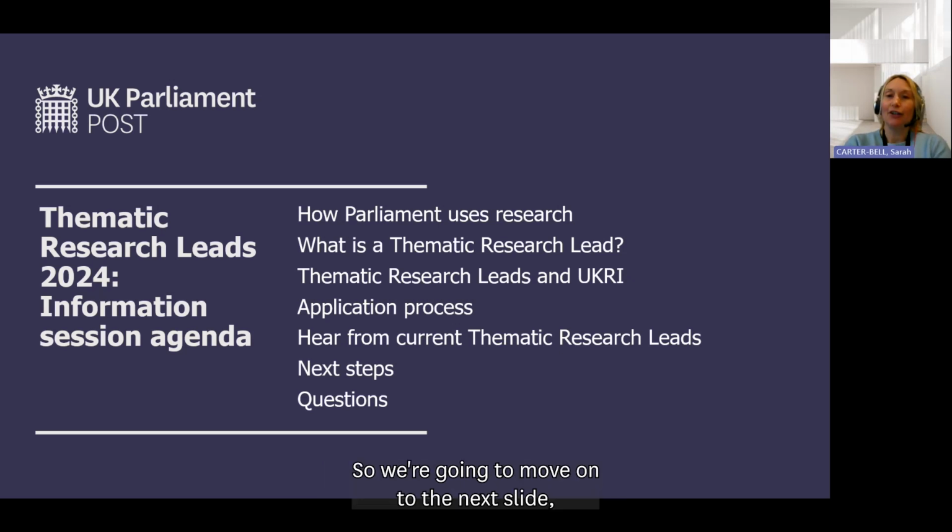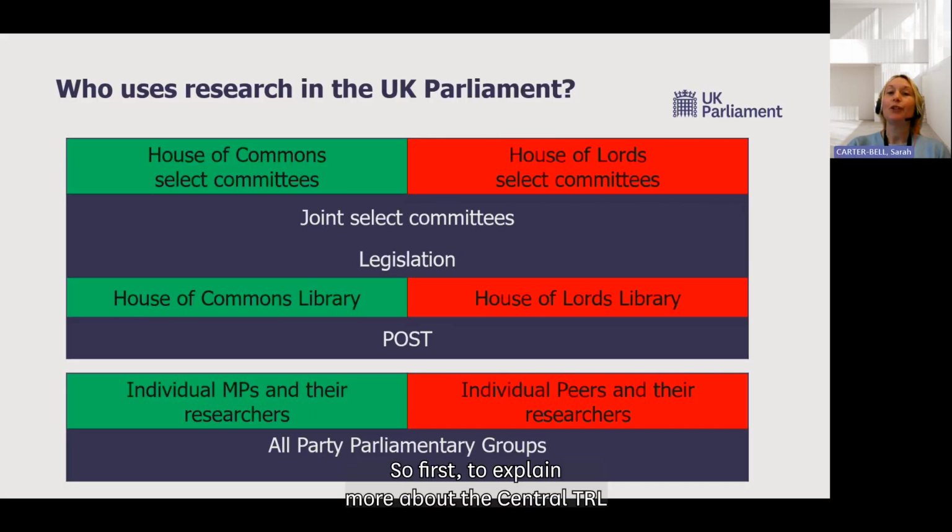So we're going to move on to the next slide, which is how Parliament uses research. First, to explain more about the central TRL role, we'll look at who the key research users in the UK Parliament are. Parliament's role is to scrutinise the government and to hold it to account. It's to debate the important issues of the day, to legislate and to approve taxes and spending. And Parliament uses research to carry out all of these roles. So parliamentarians themselves use research, as you've just heard from Lord Haskel, and they are ably supported by the parliamentary staff who work in the policy research and analysis roles across the different elements of Parliament that you see on your screen. And these staff members also draw on high quality research and evidence.